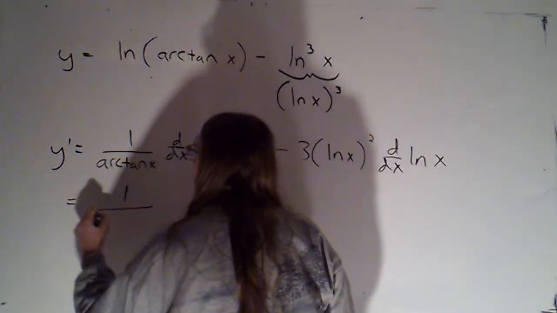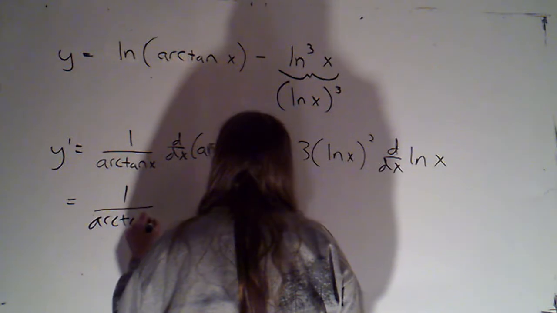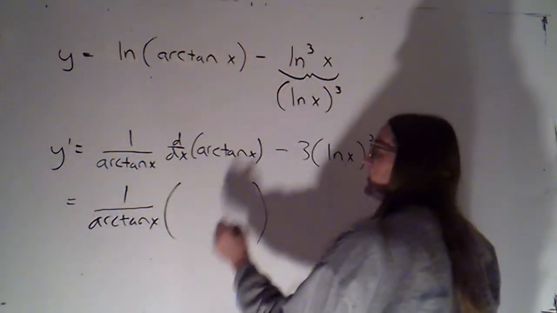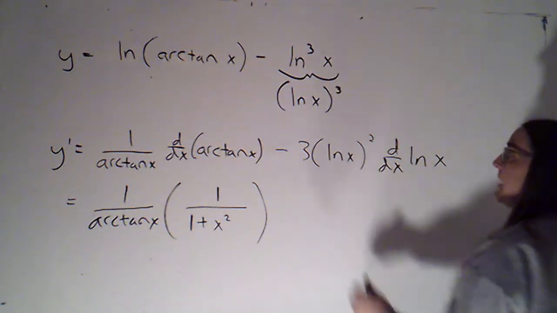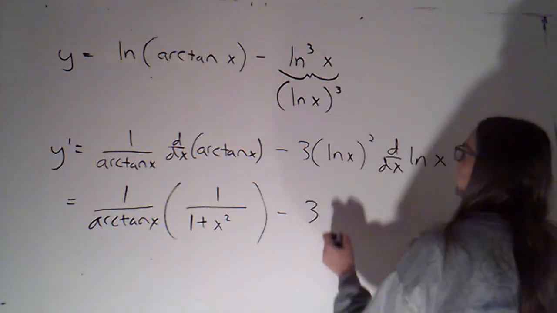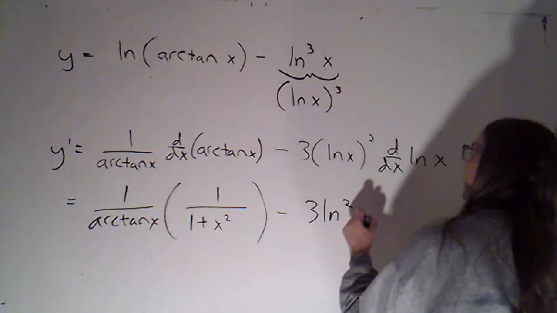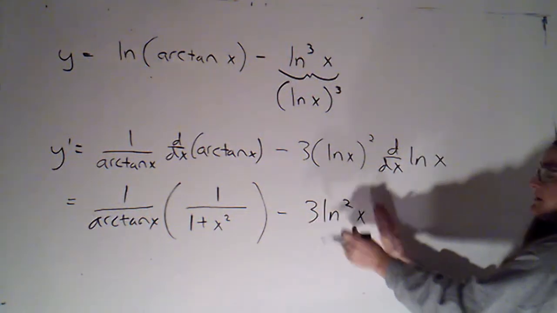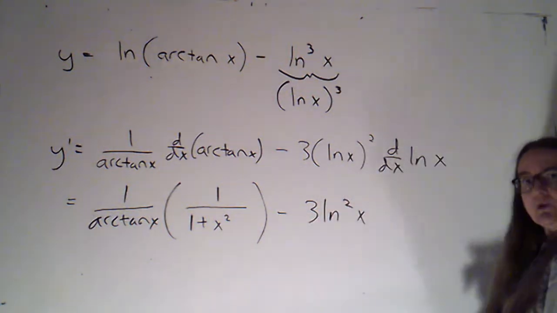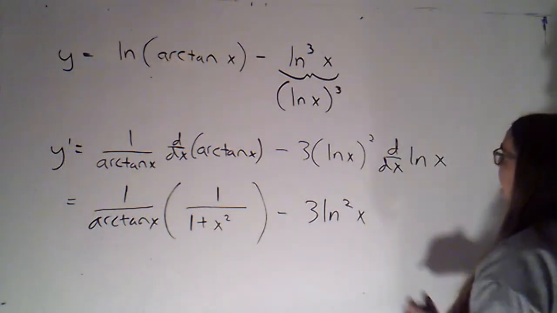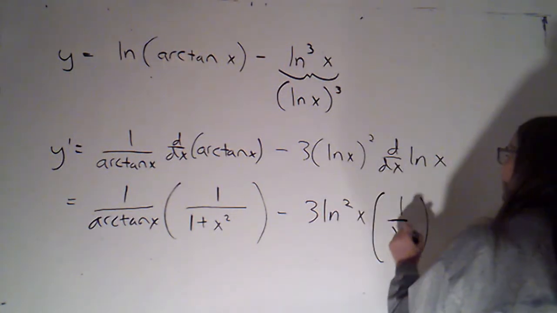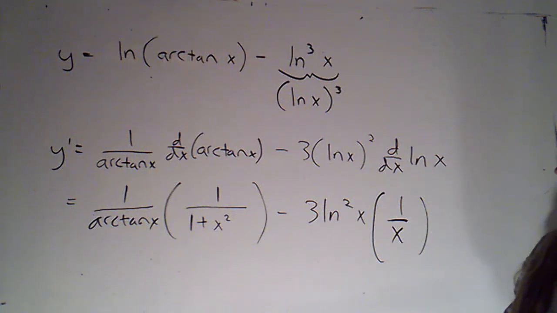All right, so this is 1 over arctan of x times the derivative of arctan, which is 1 over 1 plus x squared, minus 3. I'm just going to write that as ln squared of x. I can leave it as ln of x in parentheses squared. Either way is correct. And then the derivative of the natural log function is times 1 over x.